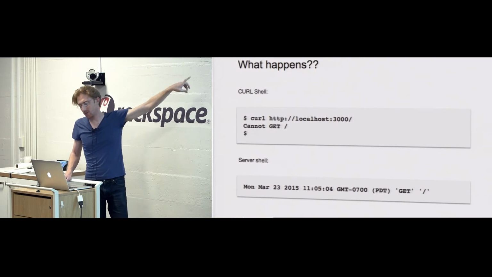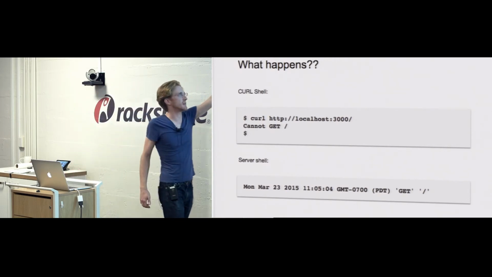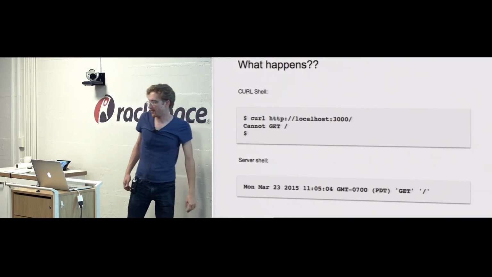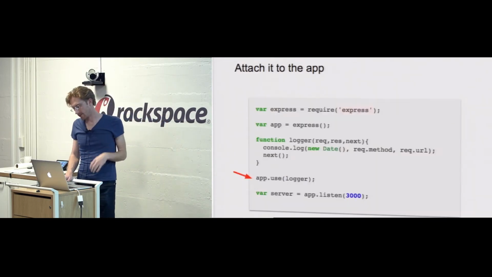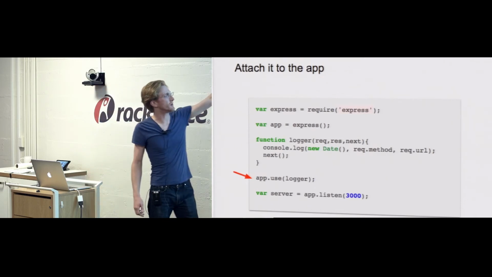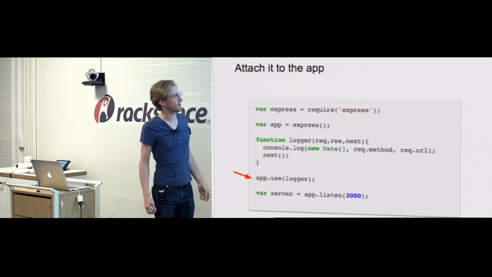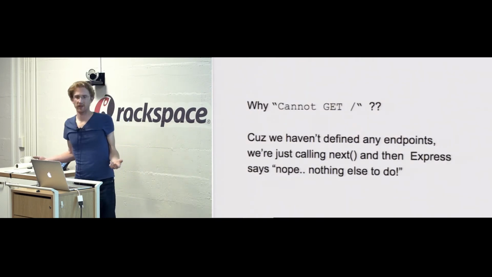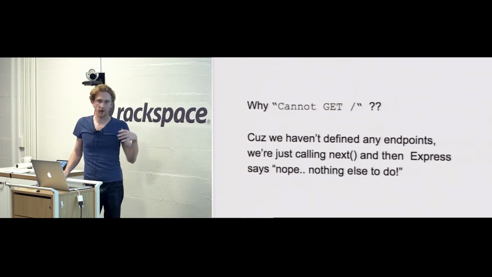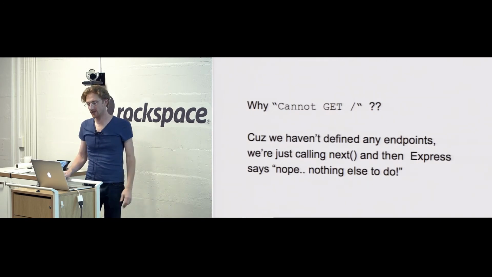Now, there's something curious here. Check this out. See how it's saying you can't GET slash? That's because we haven't actually done anything other than write to that log line, right? So yeah, we're doing something, but then we're just going on. So Express basically says, yeah, there's nothing else for me to do. As part of it being a nice, friendly HTTP framework that does reasonable default things, it just says 404, not found, and then it's done.